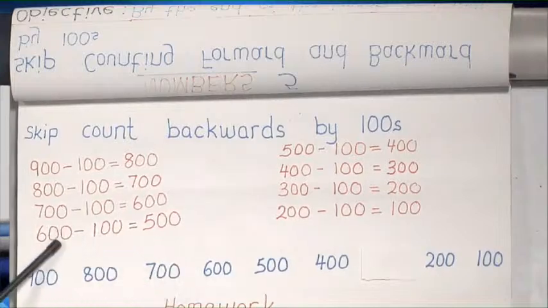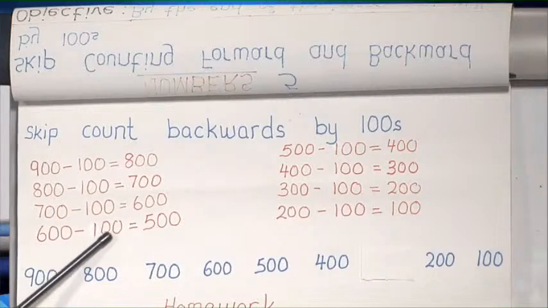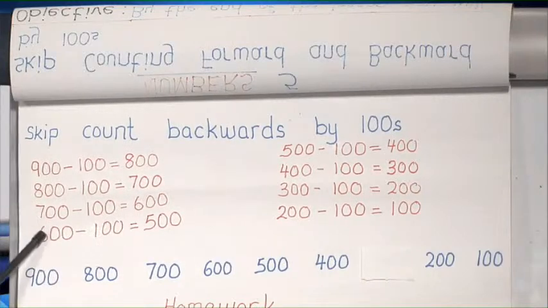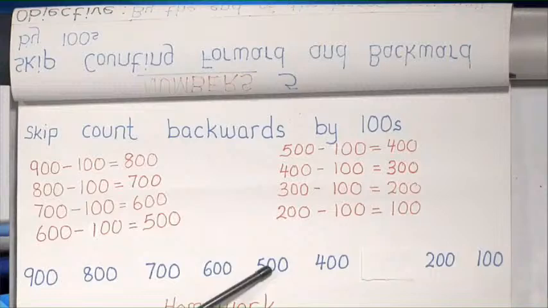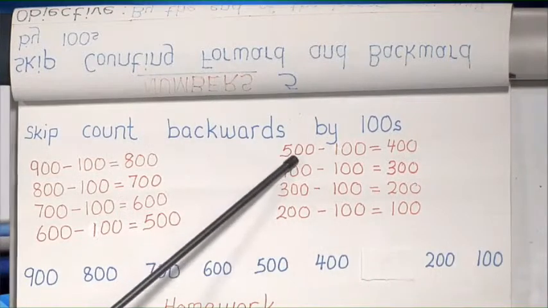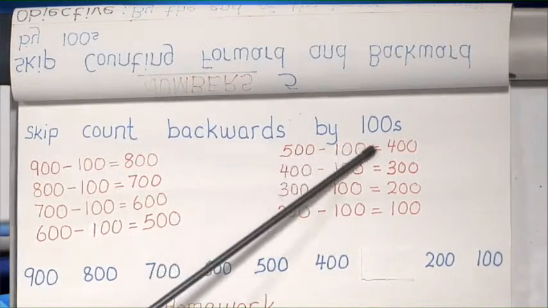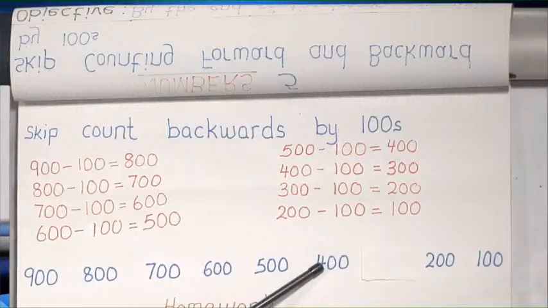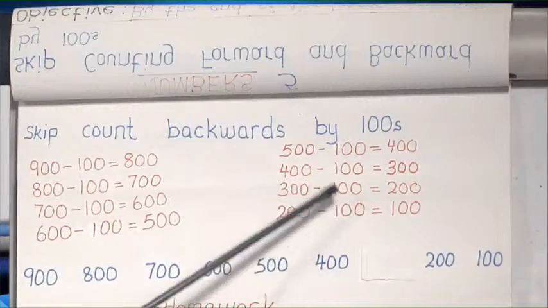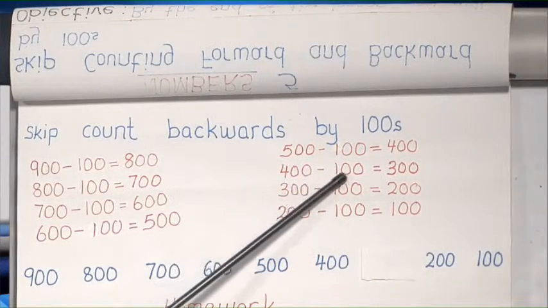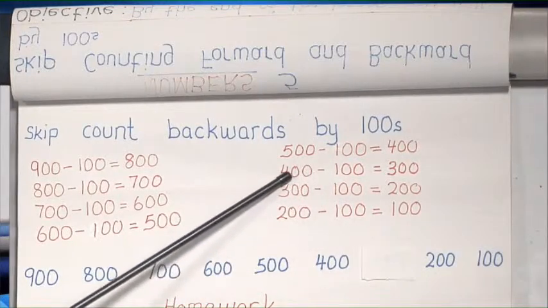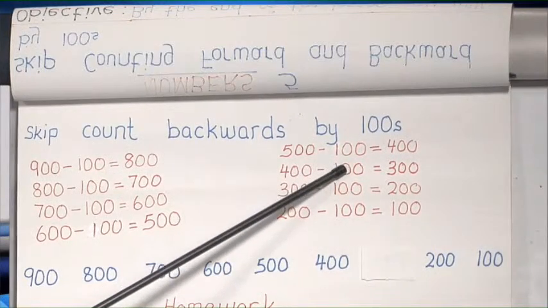And this 600, we are supposed to subtract 100 from this 600. And we will get what? 500. That is why we have 500 here. And this 500, when you subtract 100 from this 500, you get 400. That is why you have the 400 there. So the 400, when you subtract 100 from this 400, what will you get?